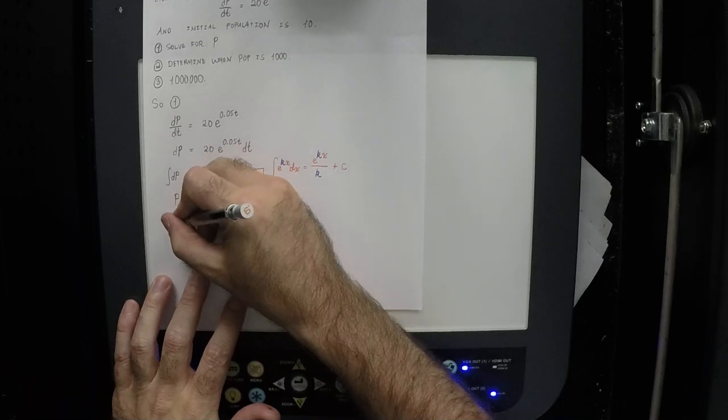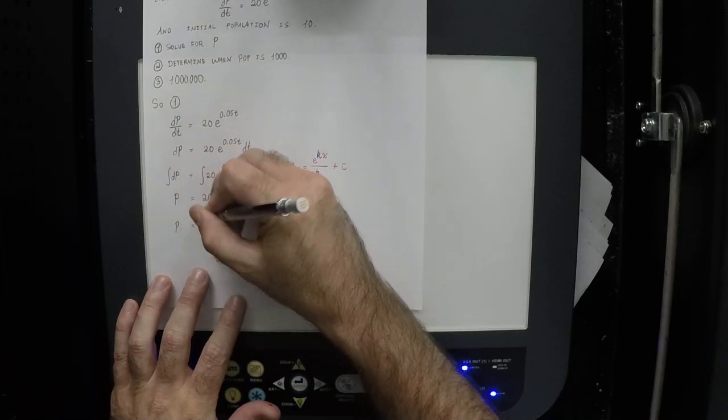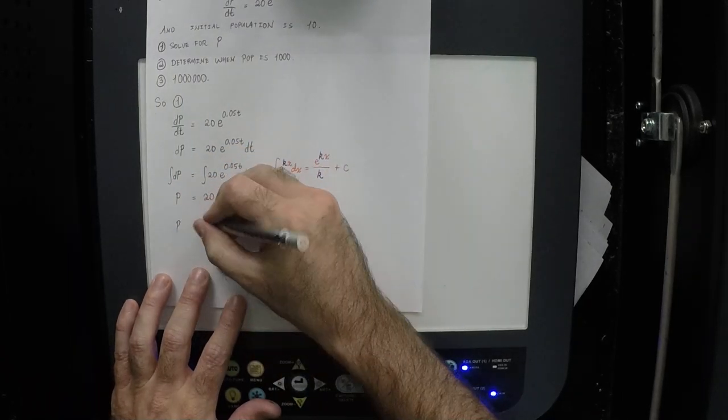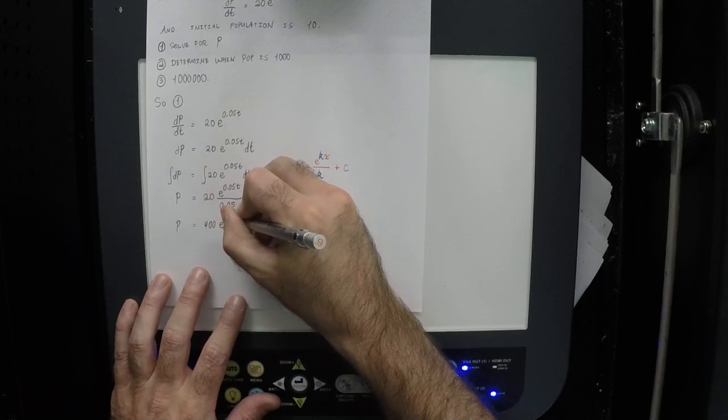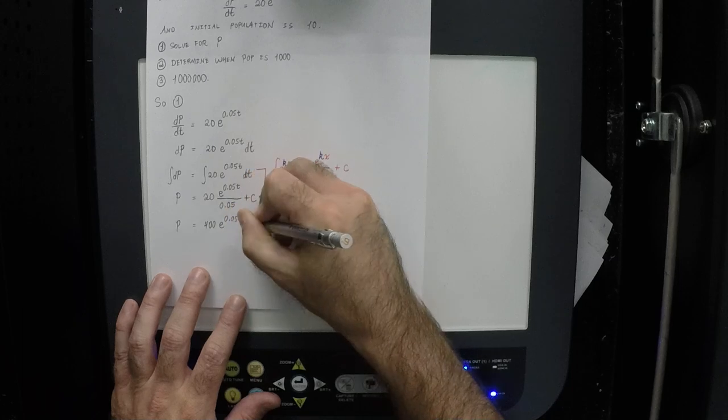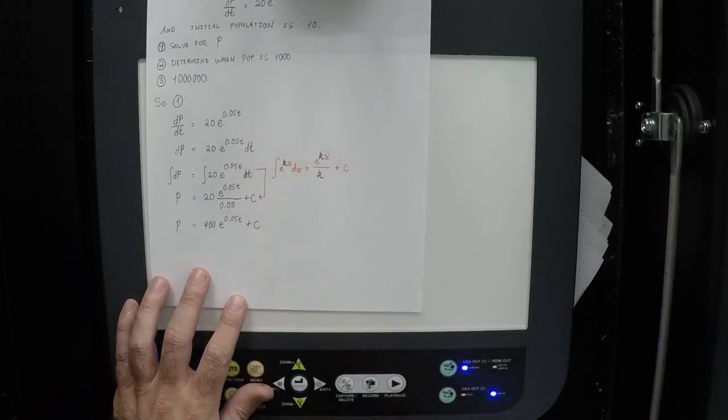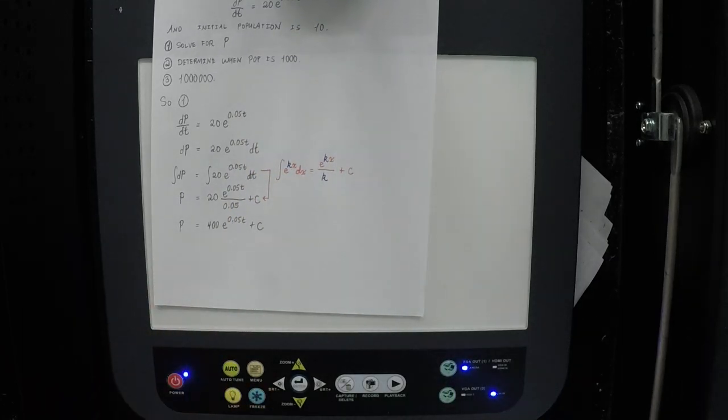So simplifying that a little bit, that'd be 400 exponential 0.05 t plus a constant. So have we answered part one? That's the general solution, but we want to know, we're able to find the specific solution, the particular solution.